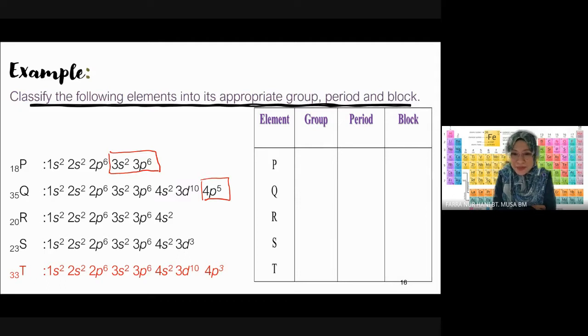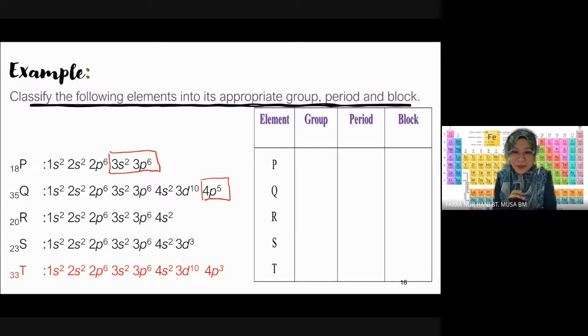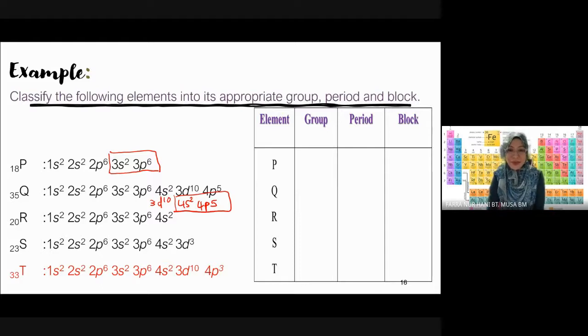So who wants to answer? 7. Damia, 7. Which one? Say it. 4s2 with 4p5. Yes, correct. It's okay, everyone is learning. Very good. 4s2 and 4p5 is the valence electron. That's why we have to rearrange once the electrons are filled: 3d10, 4s2, 4p5. So the valence electron is now 4s2, 4p5. That's for Q. That's why I gave you the valence electron configuration earlier.